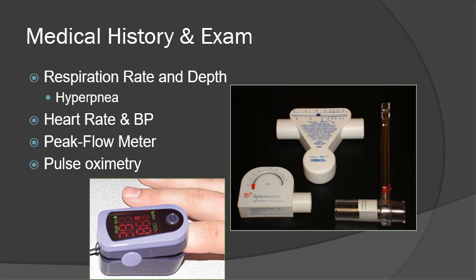Pulse oximetry measures the saturation of oxygen in the peripheral blood vessels, and you can see the pulse oximeter on here. Oxygen saturation levels should be greater than 95%. If the levels drop below 90%, that would indicate a need for supplemental oxygen.